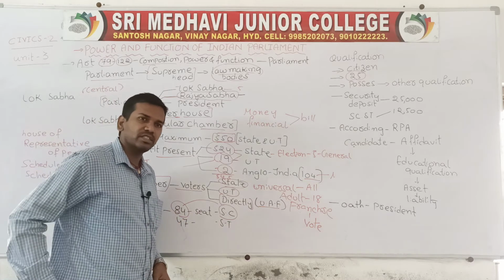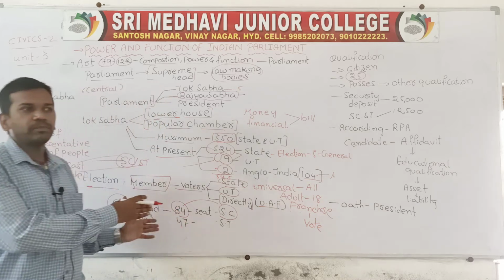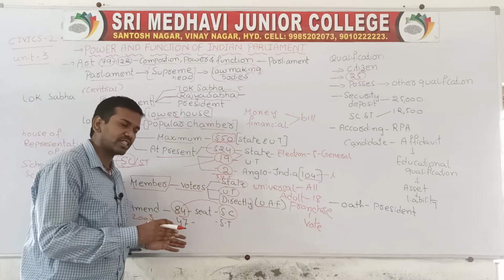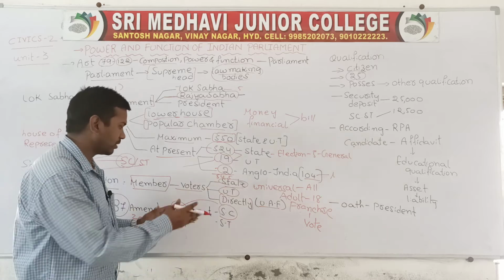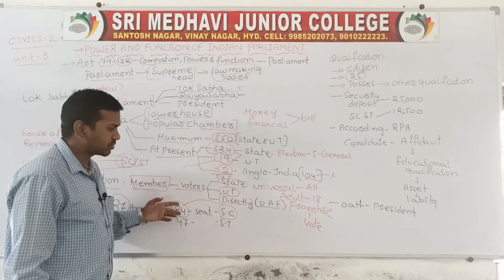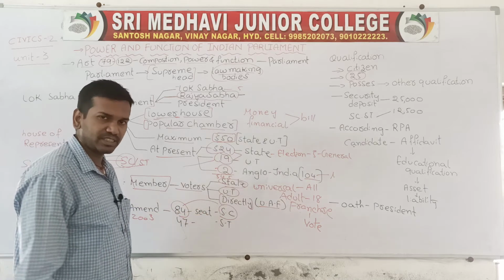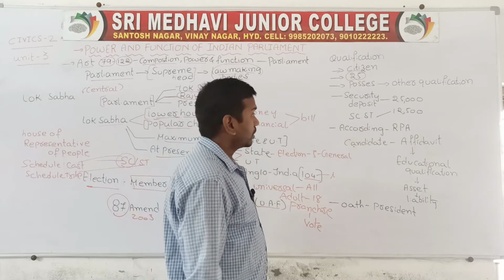Reservation is common, children. Reservations are common in every area. So not only in the Parliament, in the Lok Sabha also, some of the total number of seats are reserved for SC and ST caste. SC means scheduled caste, ST means scheduled tribes. So according to the 87th Amendment 2003 Act, 84 seats should be reserved for SC and 47 seats should be reserved for ST caste. So this is one point. Now we will go forward.